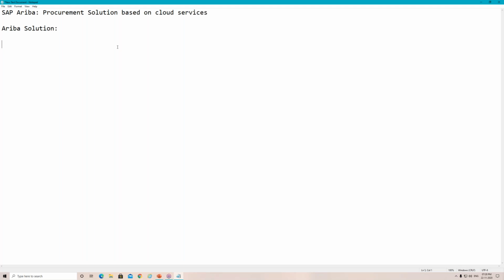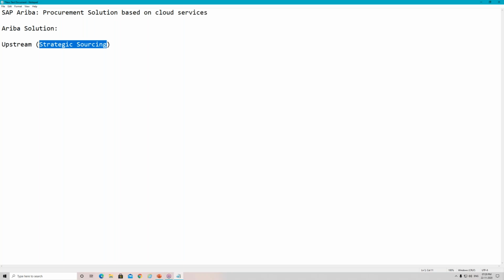Now, let us go into upstream and downstream. Ariba always uses new terminology, old wine in a new bottle. These are sometimes referred to as strategic sourcing solutions. But I generally don't like to use this particular terminology. Why? Because it gives a picture in your mind, and some participants can misunderstand, thinking that strategic sourcing is upstream, which means apart from sourcing, there is nothing else.